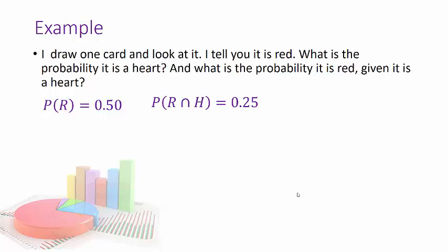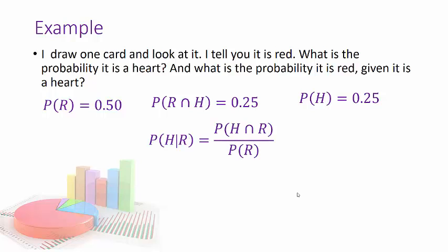Probability that a card is red and a heart at the same time is 0.25 because there are 25 red hearts. Probability of a heart is 0.25 because 25% of the cards are hearts. So if I do this all mathy-like and say probability of a heart given that it's red, that means it's the probability of a heart and red over probability of a red.